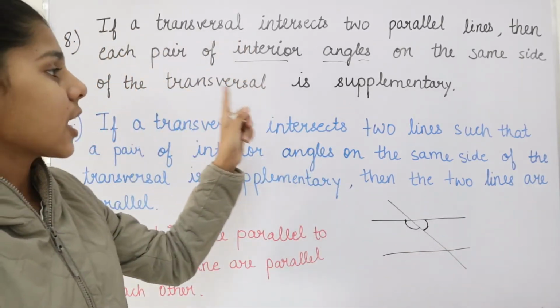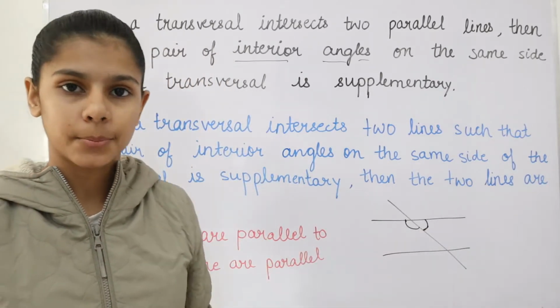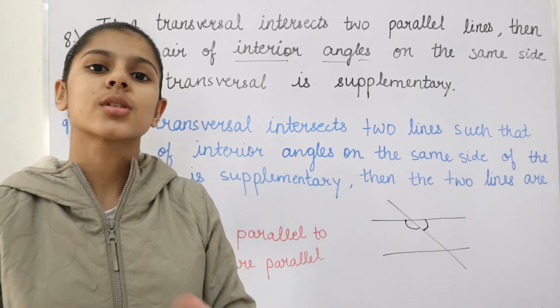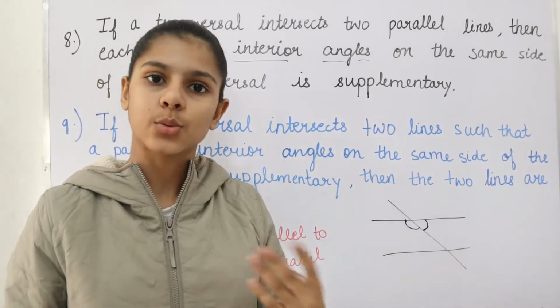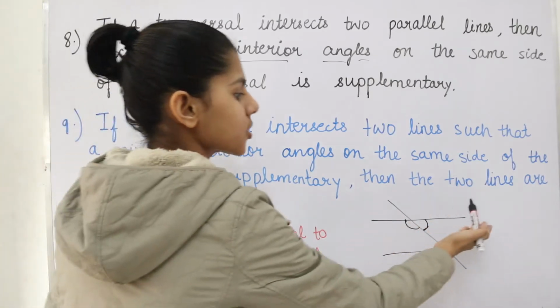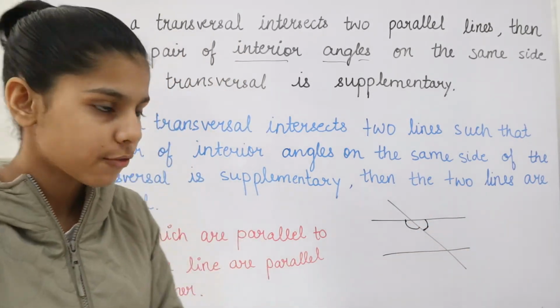So they both are interior angles on the same side of the transversal, and they are supplementary. Now in the starting of the video I told you what supplementary angles are: the angles whose sum is 180 degree. So the sum of both the angles will be 180 degree. Because they are on a straight line, it's obvious that angles on a straight line always have a sum of 180 degree.